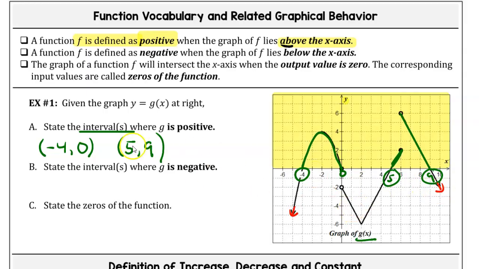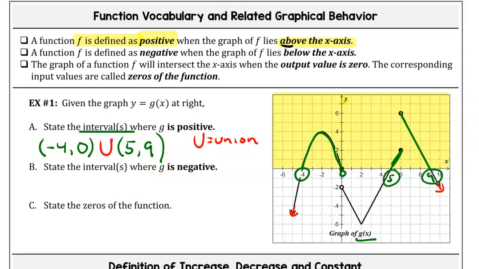But one thing I did want to say is that when we have multiple parts of the graph here that are positive, and we want to say, well, these are together, we put this U between them, and that U stands for union. Just means both of them together. So when we have different parts or different intervals in our answer, we usually put this U between them. Say it's all the values of x from -4 to 0, and all the values from 5 to 9.